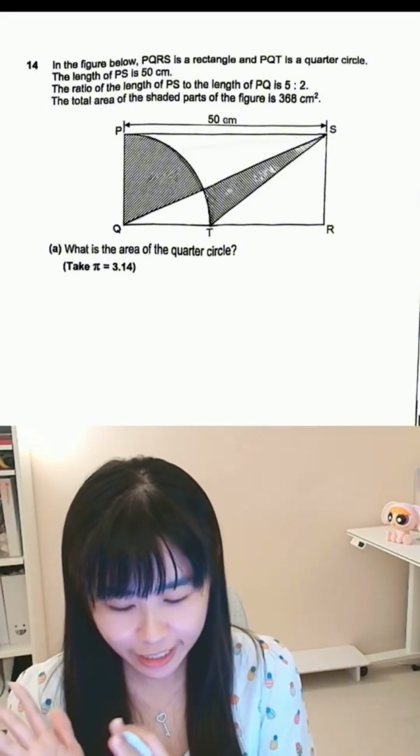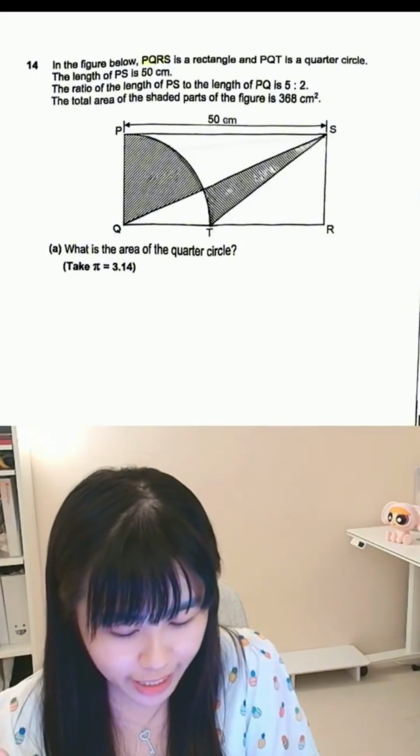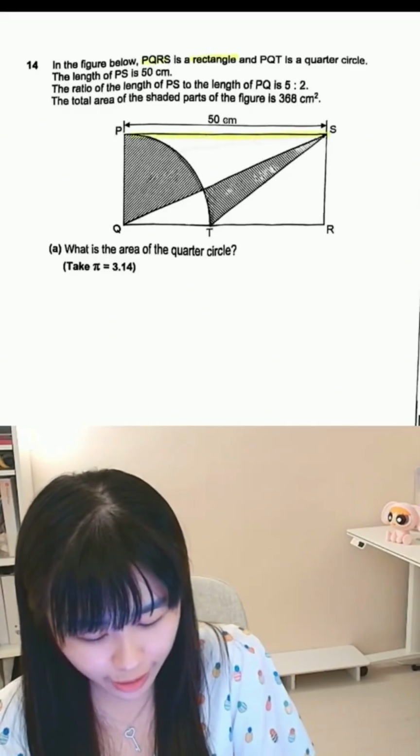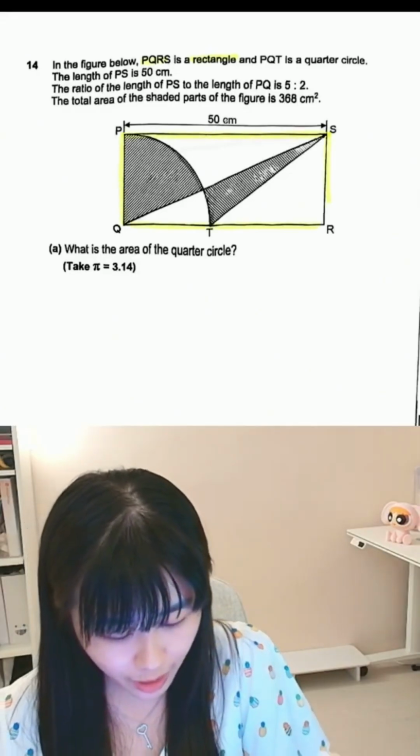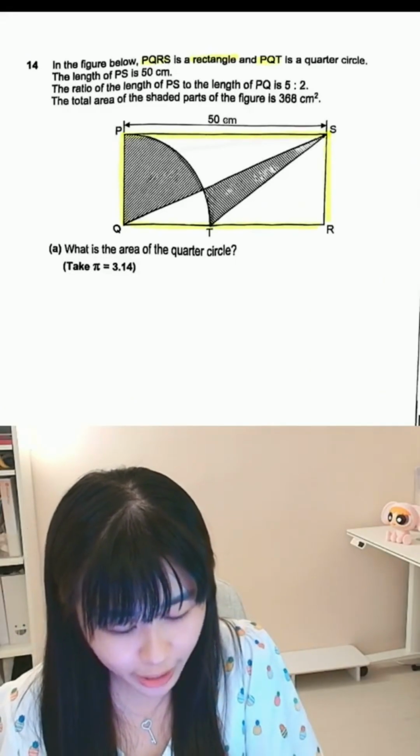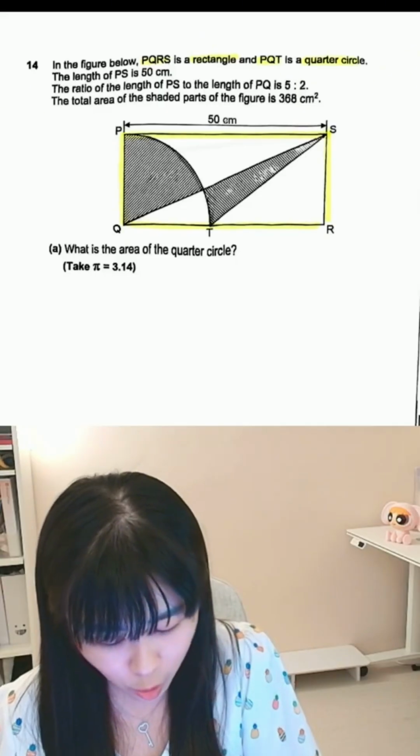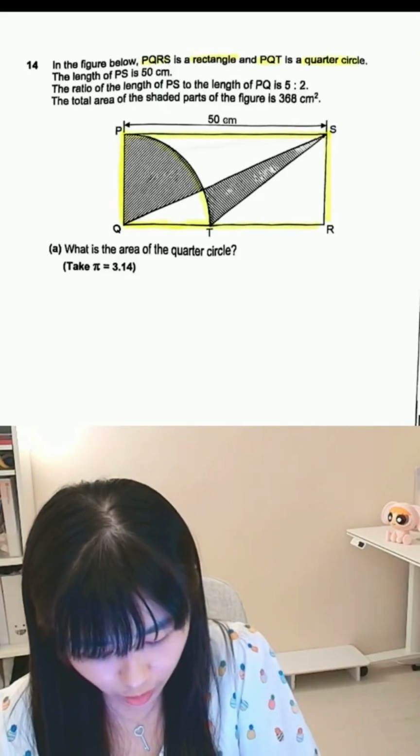Question 14. In the figure, PQRS is a rectangle. So like that, this is a rectangle. PQT is a quarter circle. So PQT, this is a quarter circle.